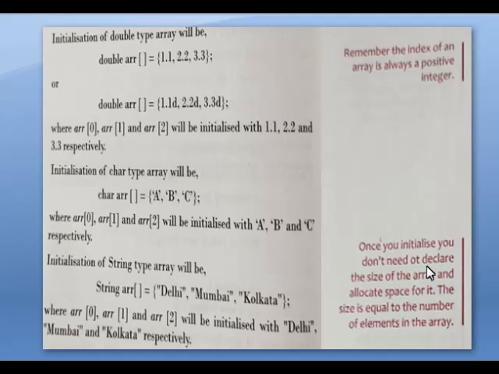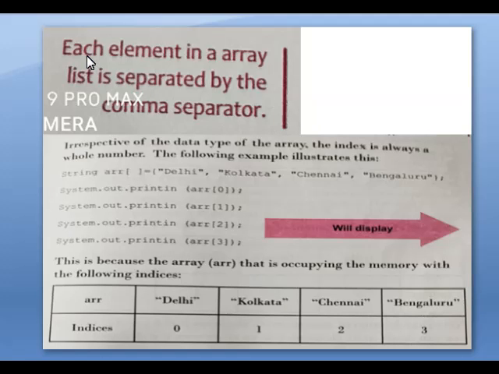Okay, students, now we are going to see how to initialize and how to count the index. This array consists of 4 elements, that is 4 strings: Delhi, Kolkata, Chennai, Bangalore. So the indices will start from 0, 1, 2, 3. Each element in an array list is separated by the comma separator. Irrespective of the data type of an array, the index is always a whole number.